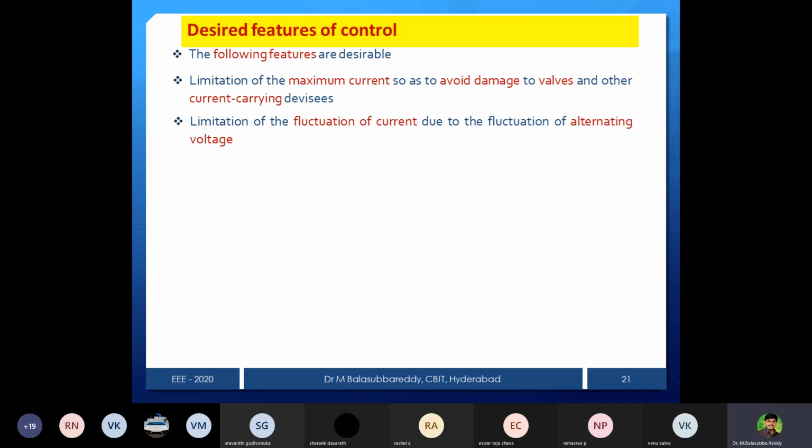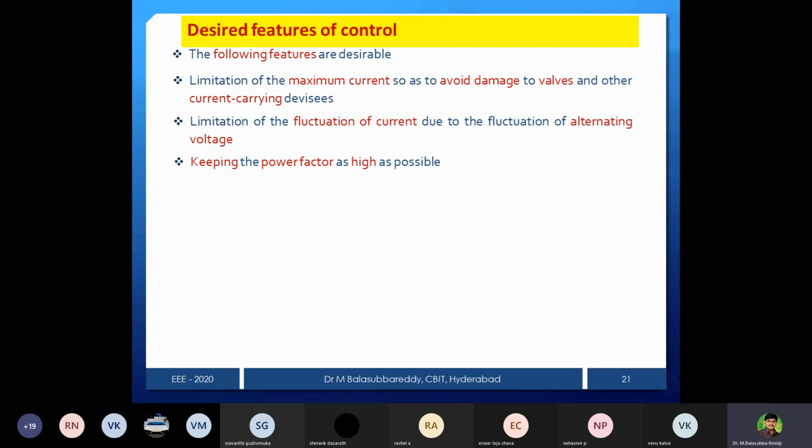And the limitation of fluctuation of current due to fluctuation of AC voltage. Obviously, when the AC voltage fluctuates, automatically the current is also going to fluctuate. So these are some of the parameters I'm listing, and keeping the power factor as high as possible. There is a major role in that power factor.